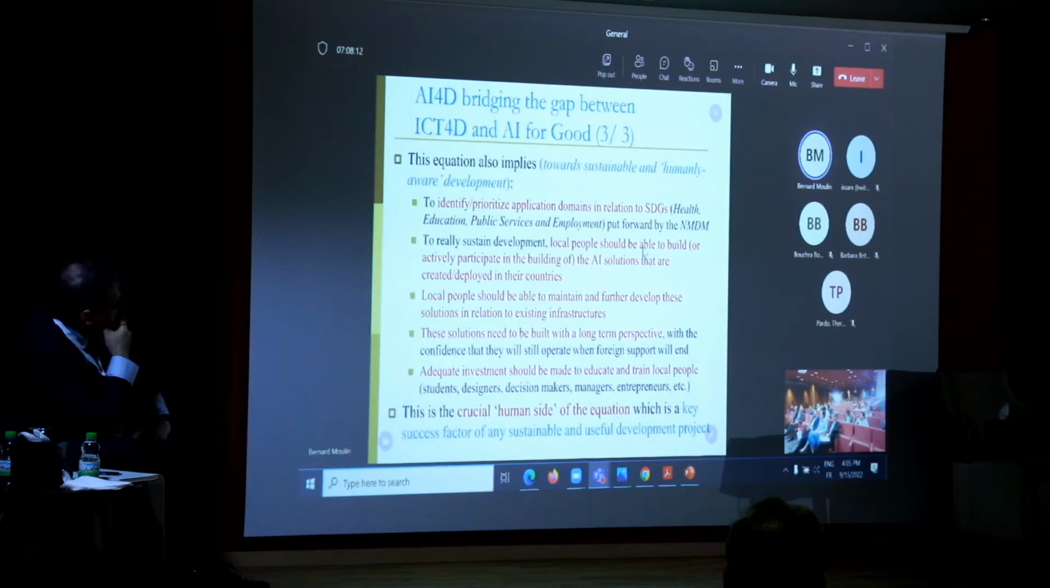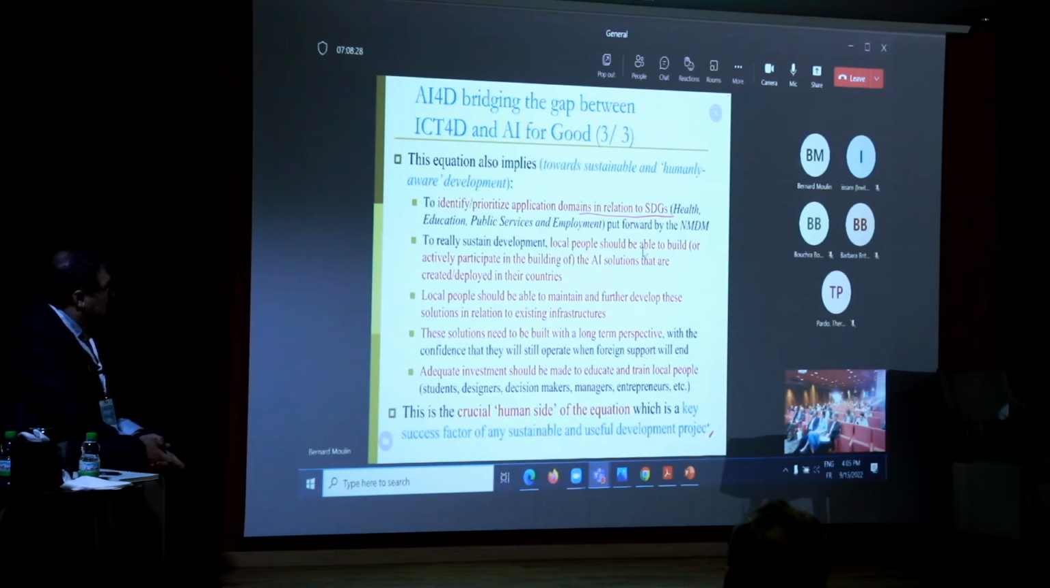Now, the second part of my equation is towards sustainable and humanly aware development. It's important to identify and prioritize application domains in relation to SDGs. That's your goal in this conference. But also it's important to really sustain development. To really sustain development, local people should be able to build or actively participate in the building of AI solutions that are created and deployed in their countries.